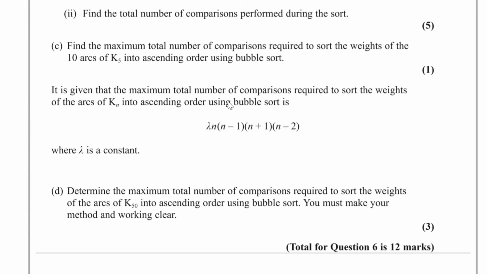It is given that the maximum total number of comparisons required to sort the weights of the arcs of Kn into ascending order using bubble sort is lambda n times n minus 1 times n plus 1 times n minus 2, where lambda is a constant. We have to determine the maximum total number of comparisons required to sort the weights of the arcs of K50 into ascending order using bubble sort. You must make your method and working clear.